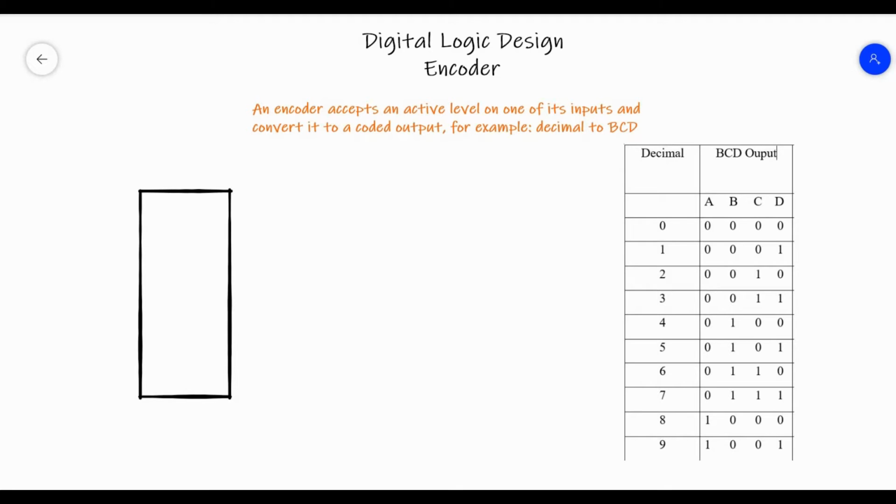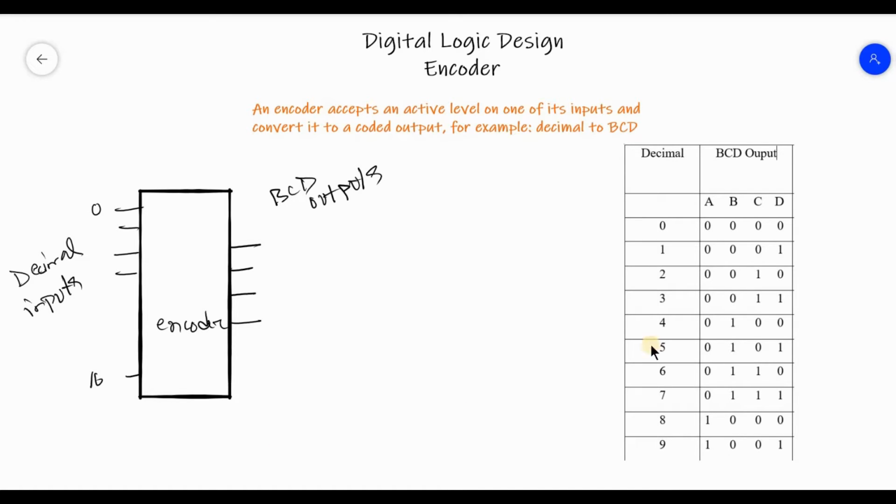So consider this is an encoder and the encoder takes decimal inputs. So we give like 0 to 16 decimal inputs, and it will be able to produce 4 outputs. For example, BCD outputs.